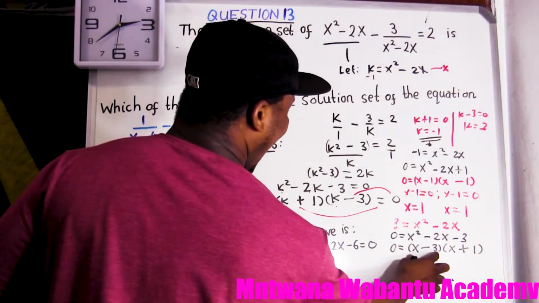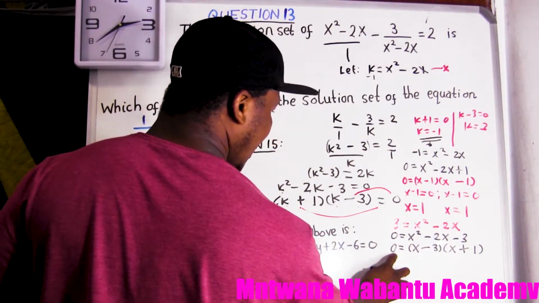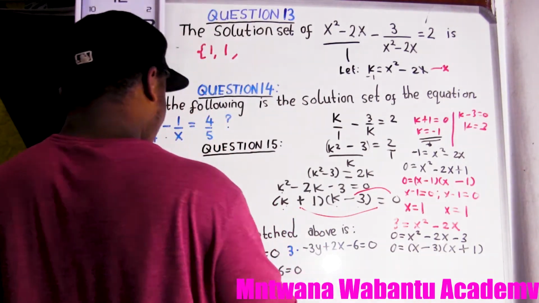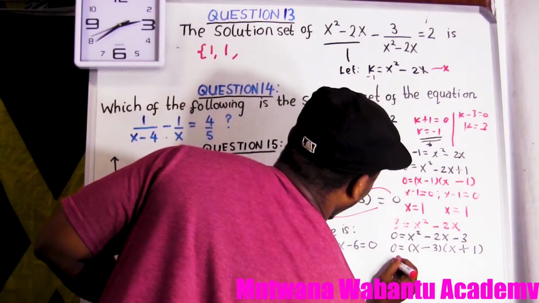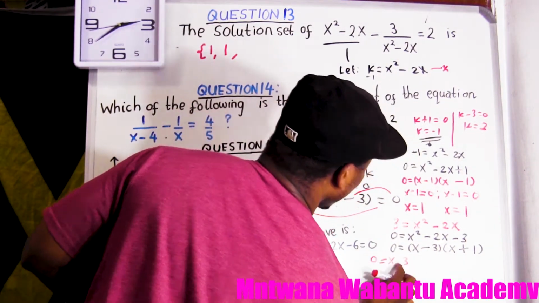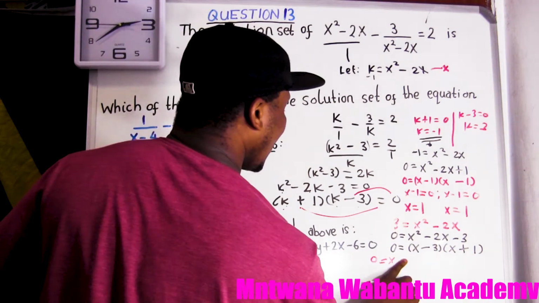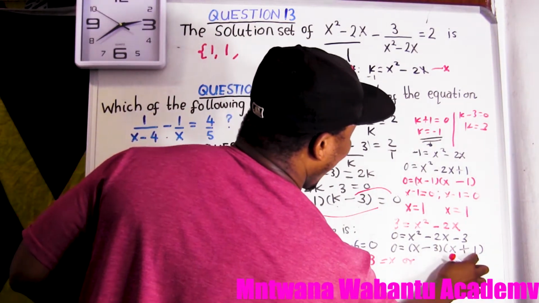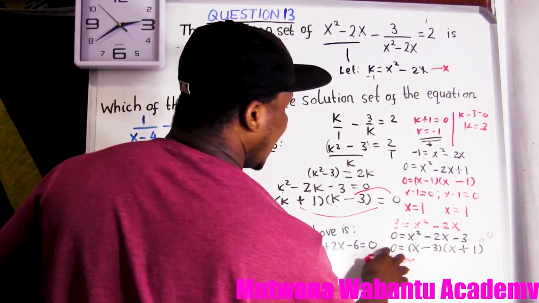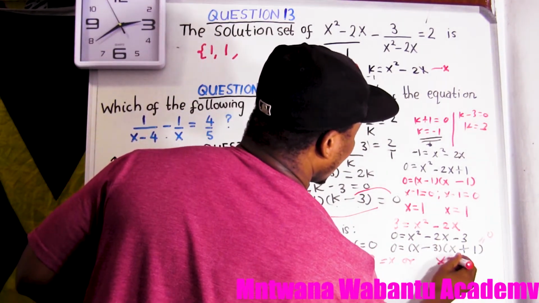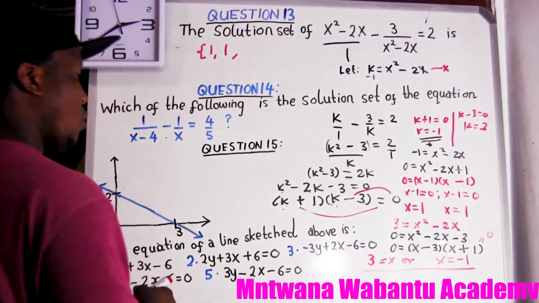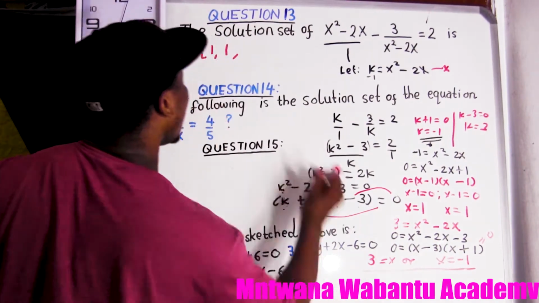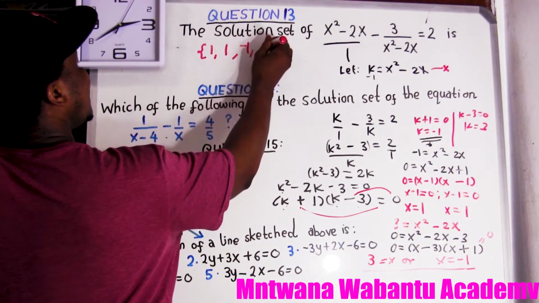So now you're going to say x minus 3 equal to 0, so x is going to be equal to positive 3. Same here, x plus 1 equal to 0, so this one is going to go over, so x equal to negative 1. So we have some more solution set: x equal to negative 1 and 3.